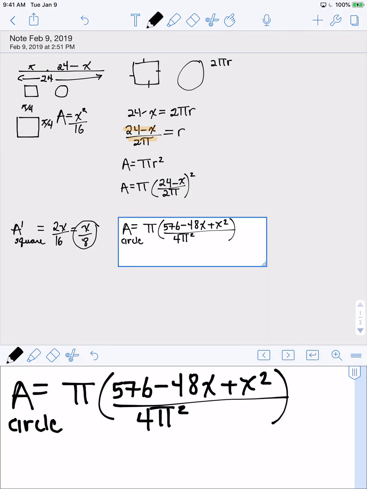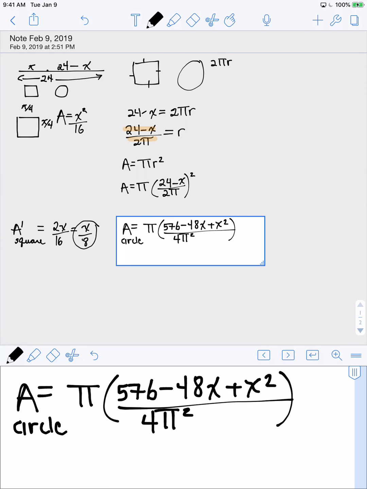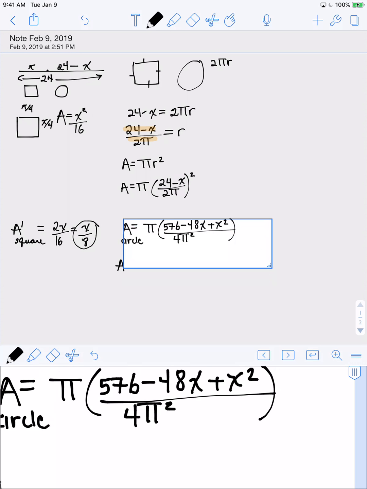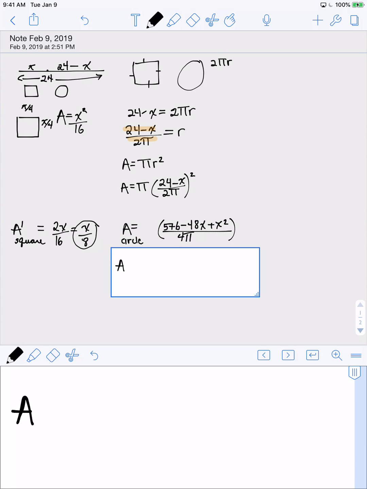And that's the area of the circle. And let's see here. I'm going to go ahead and distribute this pi. Actually, I can just cancel it out, right? We can just cancel this out. So now I'm just left with 4 pi over here. So over 4 pi. Okay. And we can use the quotient rule, or I can just rewrite this as 576 over 4 pi.